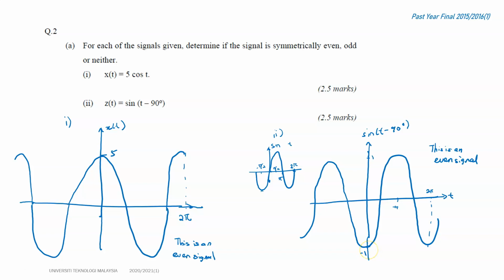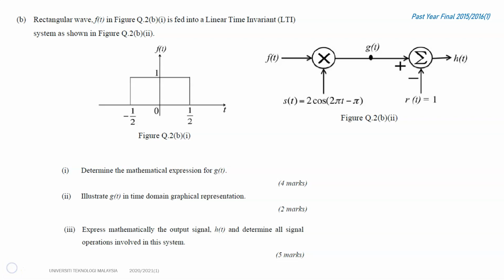Or you want to check again, t is equal to pi. So pi minus 90 degrees is 90 degrees. So sin 90 degrees here is 1, which is also correct based on your drawing here. So basically when you draw, it is justified, right? Let's move to another question here.